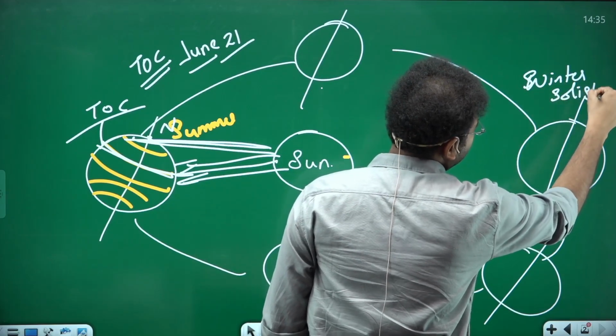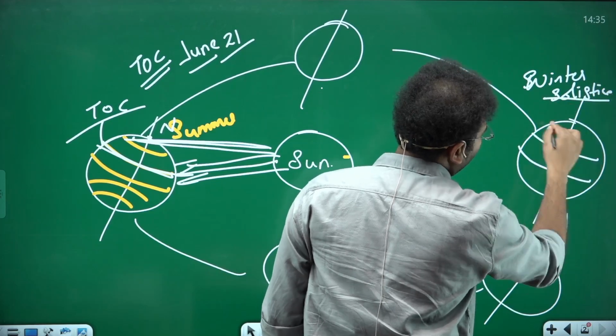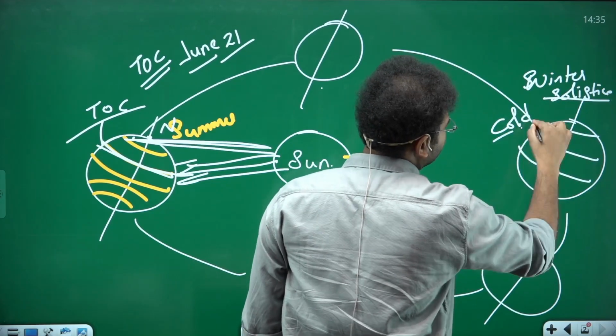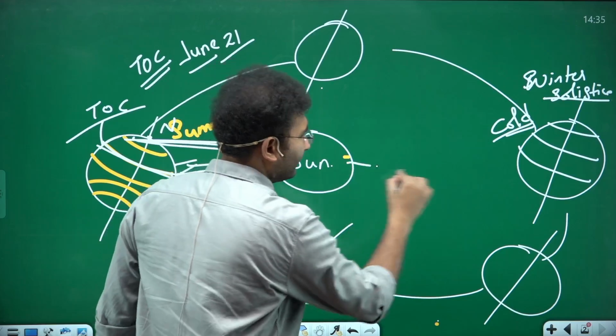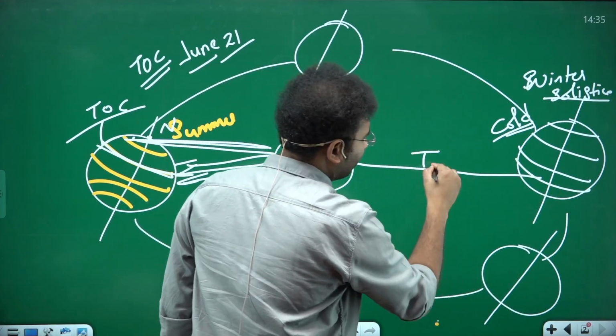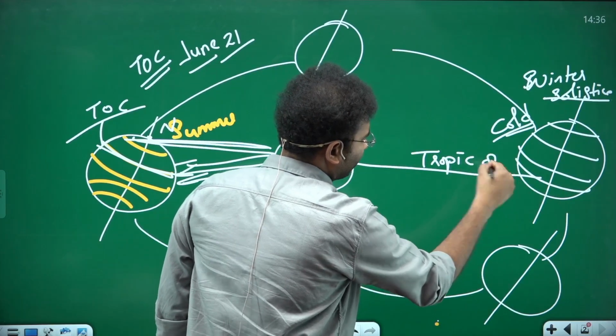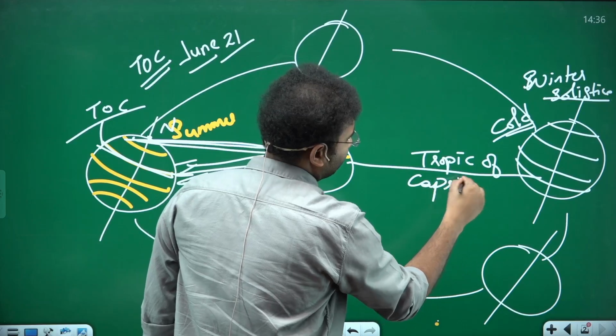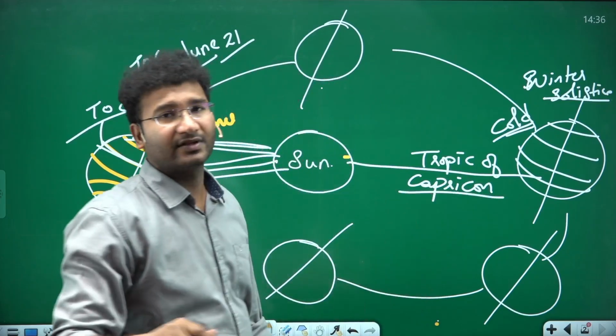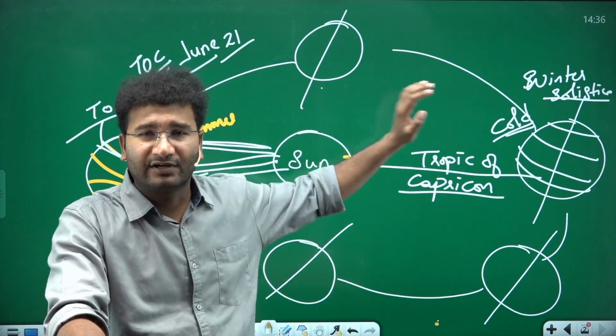This winter solstice is the time period where you have the cold weather season. This is your cold weather season where the direct sun rays are falling in the southern hemisphere at the Tropic of Capricorn. Right, this is what we have understood. The direct sun rays will be falling on the Tropic of Capricorn.